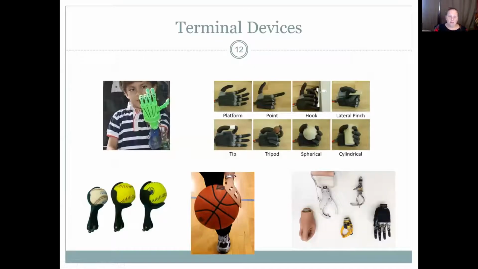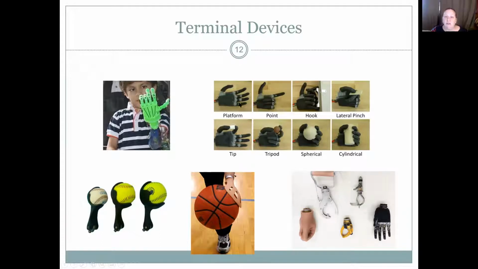Here are some examples of terminal devices and activity-specific items. This must be really cool for a kid to have, that you can completely control your hand and arm and do what you want to do, and it be neon green like sports heroes or something. And then you have pitching hands for baseballs and softballs. This is a basketball flat hand.